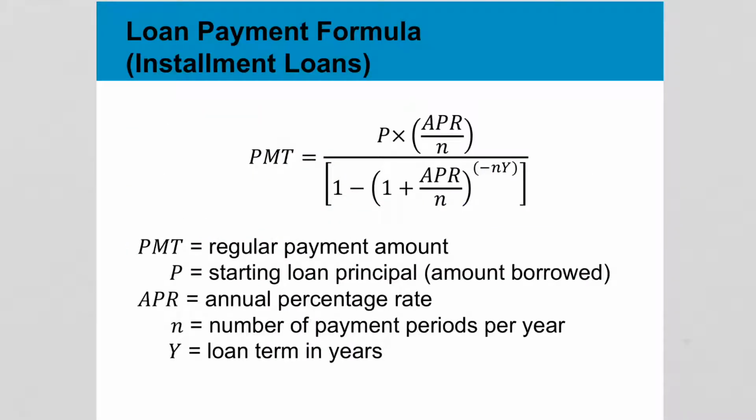So here is the very long formula for loan payments. You can find the payment, PMT, by doing the principal times the annual percentage rate divided by N, and all that divided by all of 1 minus 1 plus APR divided by N to the negative N times Y. And you have to be very, very careful with your order of operations here.